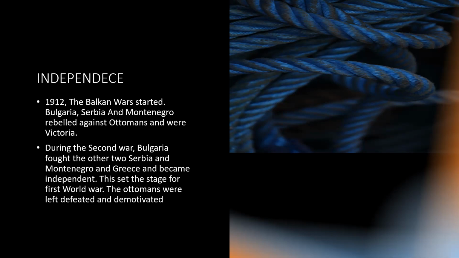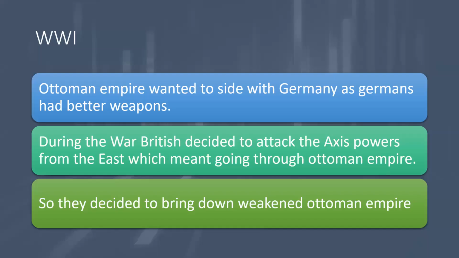So they were already defeated. They're already demotivated because they're losing their countries. So by the time World War I broke out, the CUP in the Ottoman Empire wanted to align themselves with Germany because they thought that Germany would win. Why? Because Germany had better weapons. During the war, the sides were eventually matched.